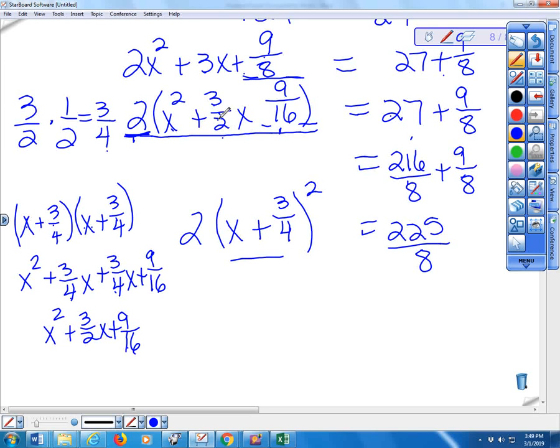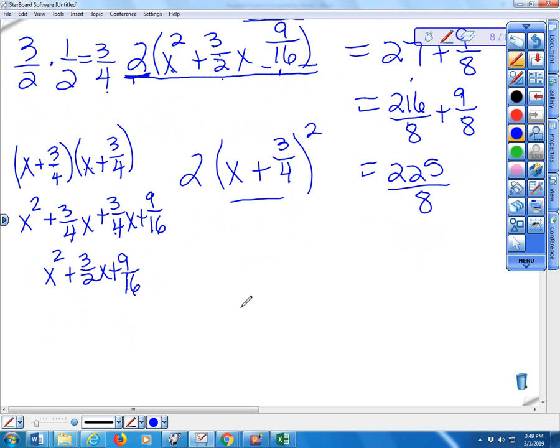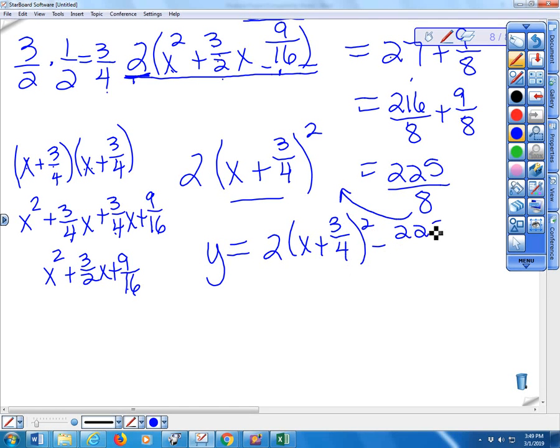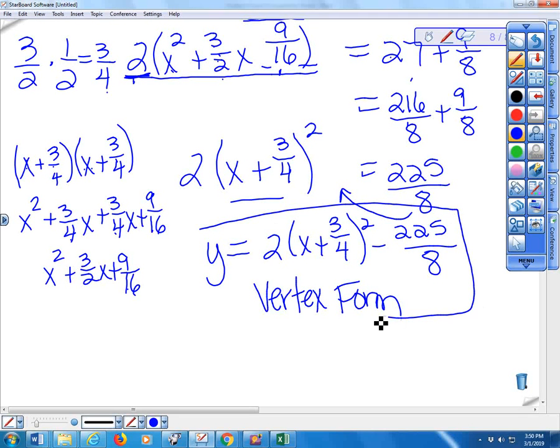Okay, so now I've got it in this form. I've completed the square, but I want to get it into vertex form, which is a y equals. So to get this in vertex form, I've got to move this over by subtracting it. Okay, so that's the second form that we had to get, vertex form.